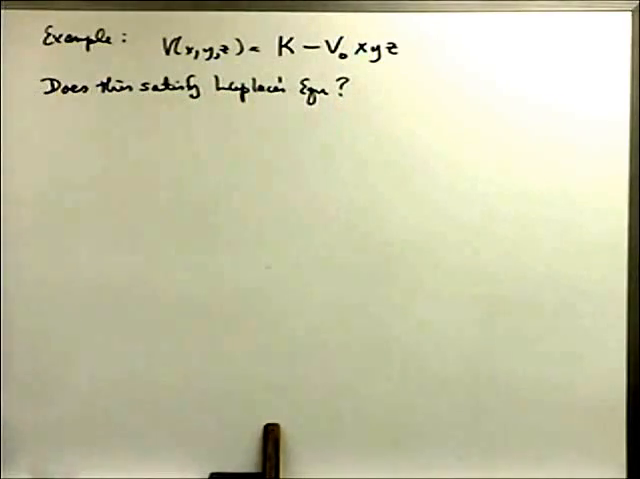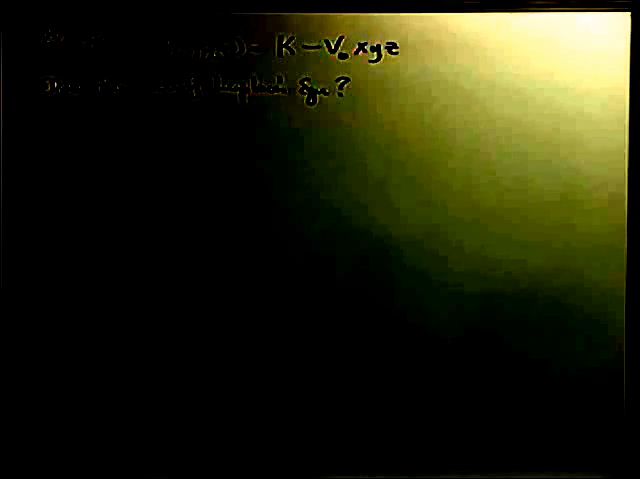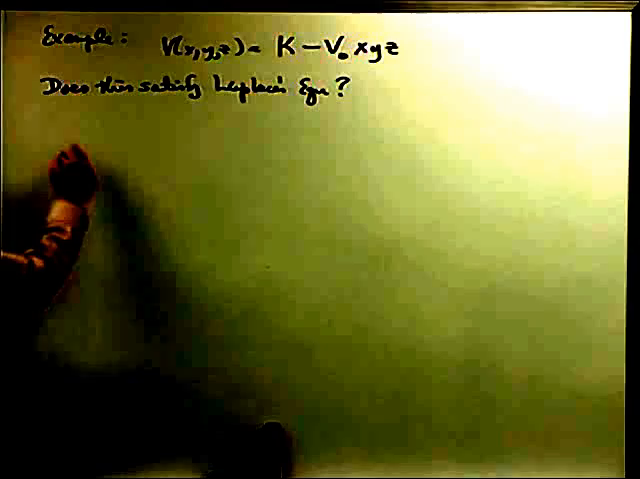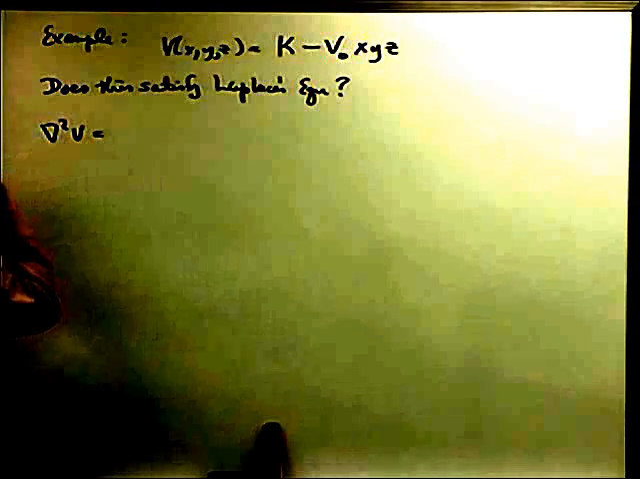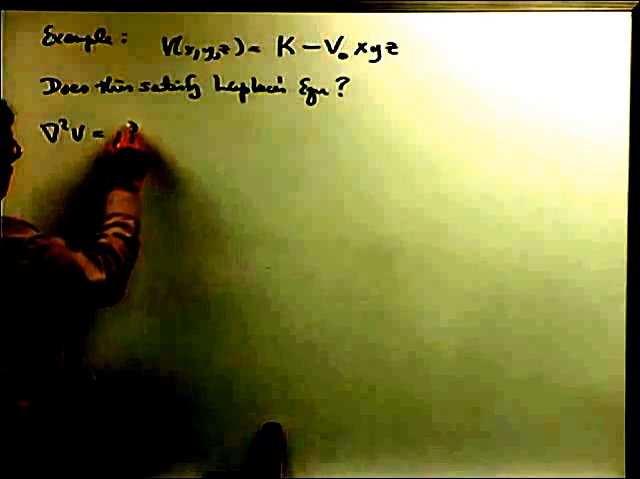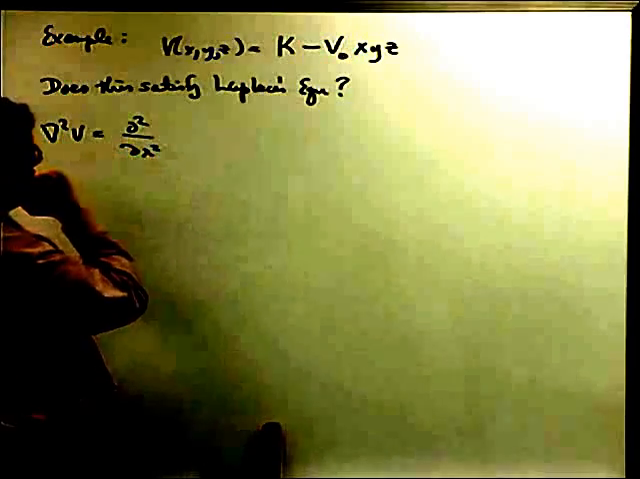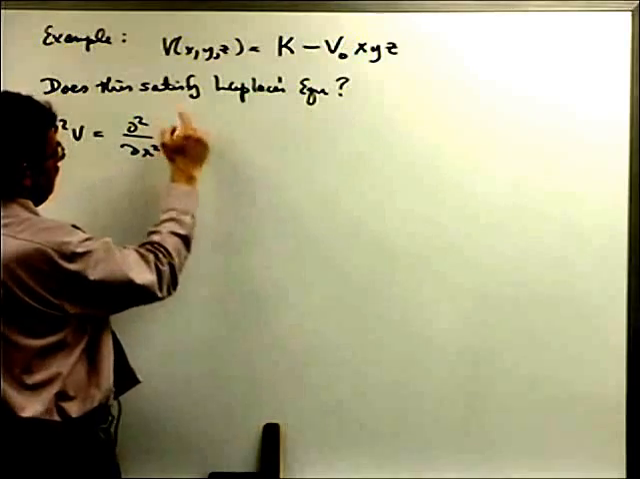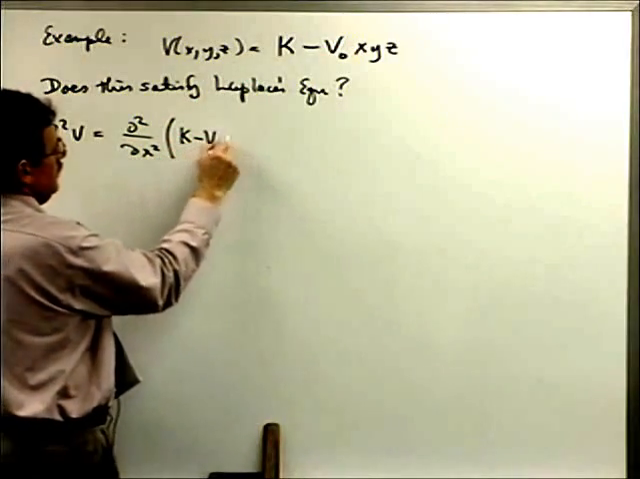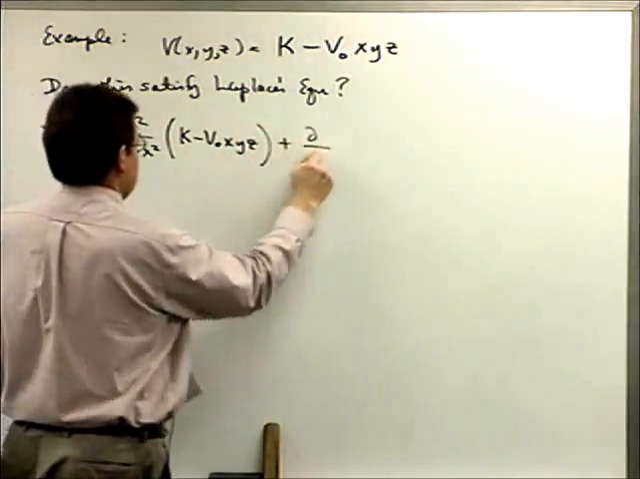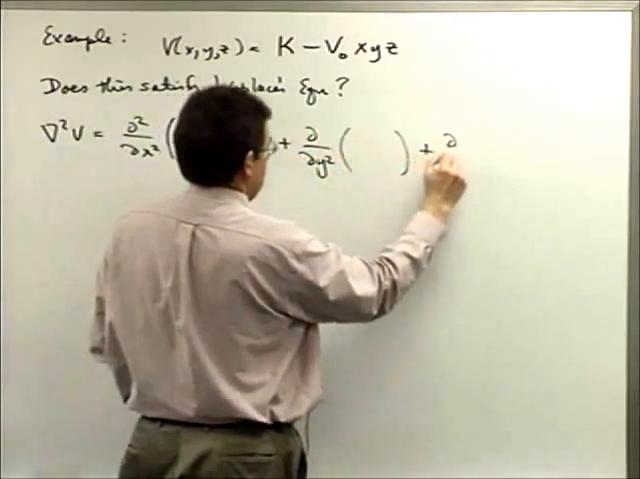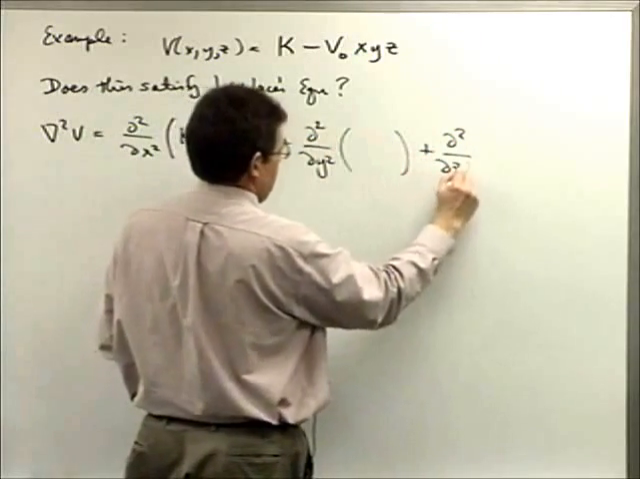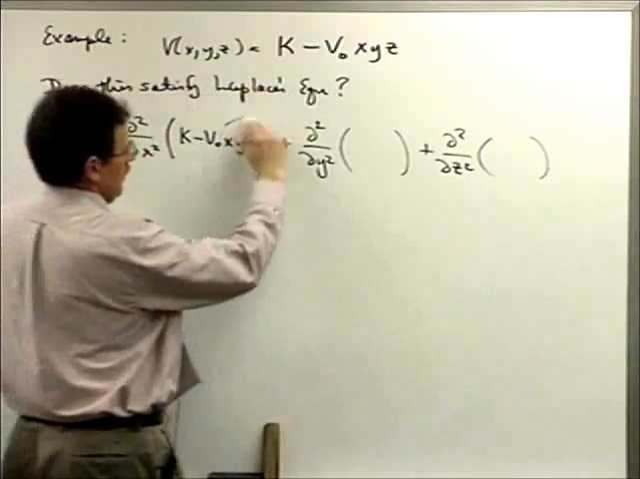Okay. So my first question is, does this satisfy Laplace's equation? All right. If it doesn't satisfy Laplace's equation, then it's probably not a valid voltage for this problem. So we can substitute this in. We want to calculate del squared V. So we take a second derivative with respect to x of V here. And this V, of course, is K minus V0 xyz, plus a second derivative with respect to y of that same thing, plus a second derivative with respect to z of that same thing.